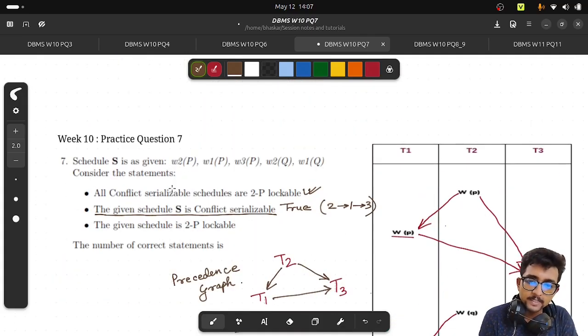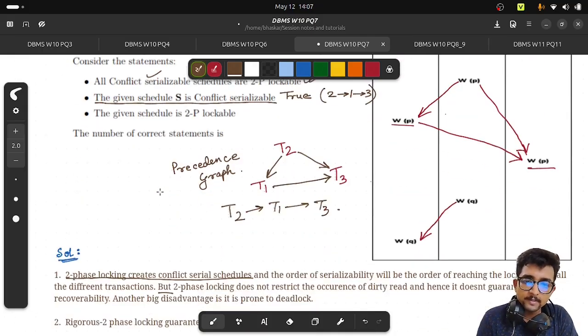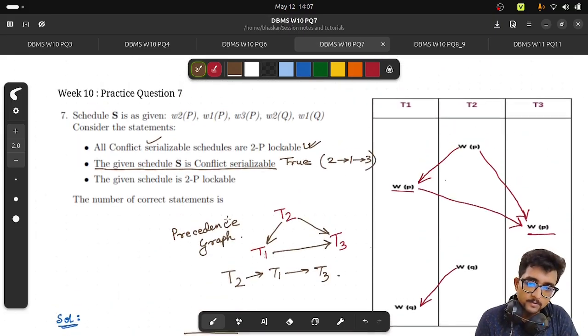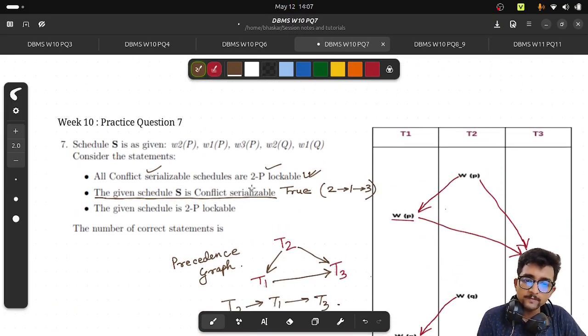And what is my statement saying? It is saying conflict serializable schedules are two-phase lockable. These two statements, although they sound similar, are different. This one is saying that if I have a conflict serializable schedule, then it must be two-phase lockable. And what we have learned earlier is that if I apply two-phase locking on a schedule, then it will become a conflict serializable schedule. These are two different things, right?